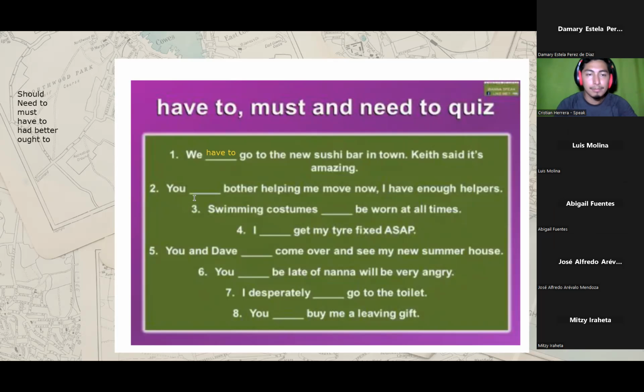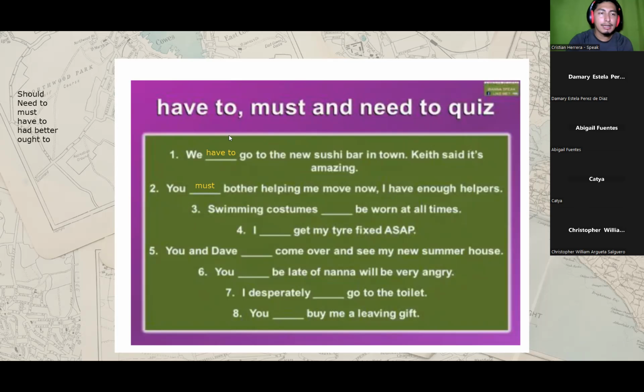Maybe, teacher, maybe. You must bother helping me now. I have enough helpers. Okay, thank you. We will continue with example number three. Let's continue with Mitzi. Okay, Mitzi, what do you think is the correct answer in number three? Sorry, teacher. Can I say something? Well, can I ask you something? Yes, Christopher. What do you need to ask me?